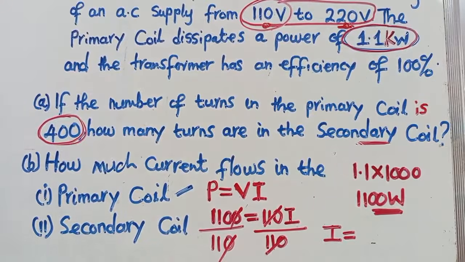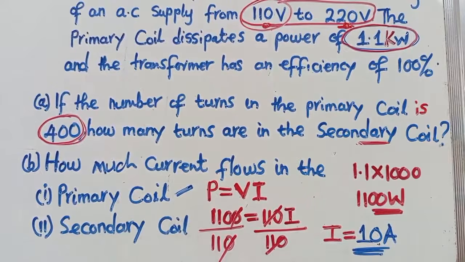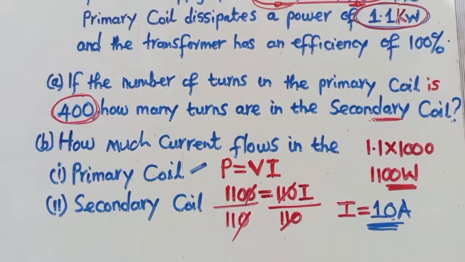Now if we divide, we are having 1,100 divided by 110. What is the answer? The answer is 10. So therefore we've got 10 amps as the current in the primary coil. This is how you need to answer it. We proceed now to the next question that is here.